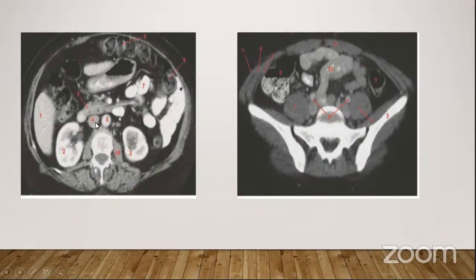IVC. To the right of aorta, ma? Yes, sir. That is IVC. 4 is IVC. 5 is aorta. Yes, sir. Then 6 is pancreas. 7, I'm not sure, sir. What is it, Vanita? Small bowel, sir. Loops of small bowel. Contrast enhanced.